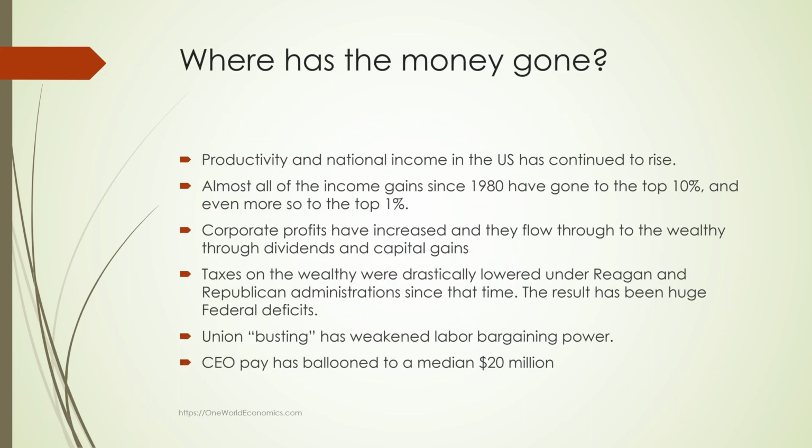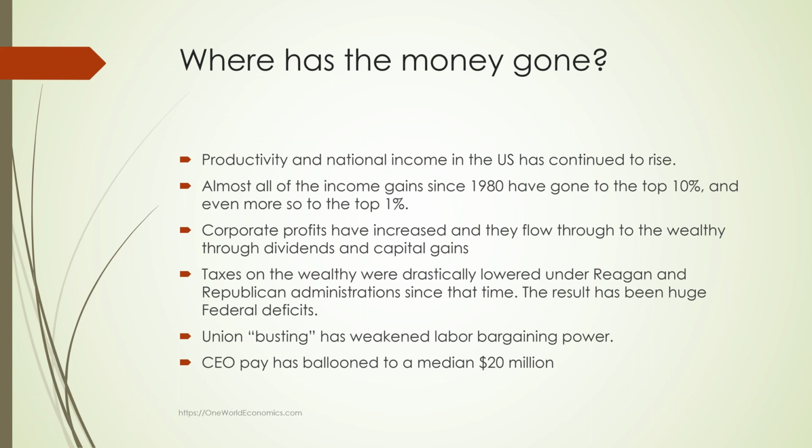So, if productivity is the main reason for downward pressure on labor in manufacturing and other kinds of goods producing activities, and productivity and national income has continued to rise, where has the money gone? Well, almost all the income since 1980 has gone to the top 10% and even more so to the top 1%, as we've seen. Corporate profits have increased from historic levels, and they flow through to the wealthy through dividends and capital gains. So that was a corporate philosophy, shareholder value, squeeze the employees and create more profits.